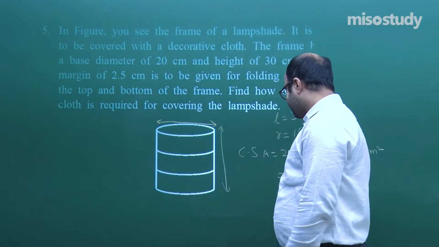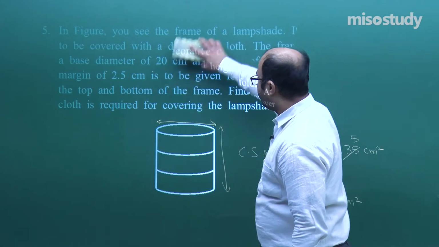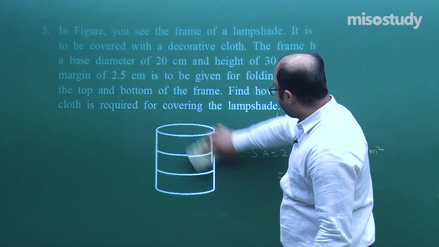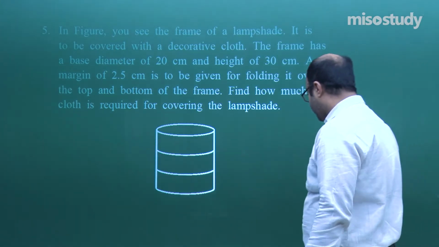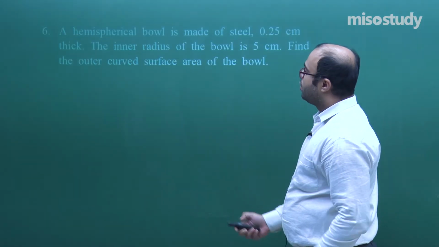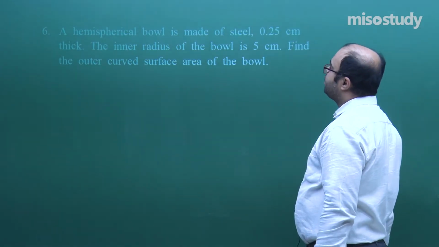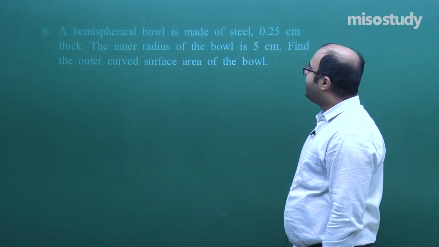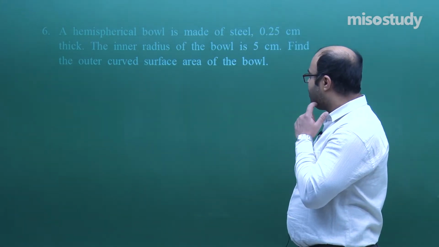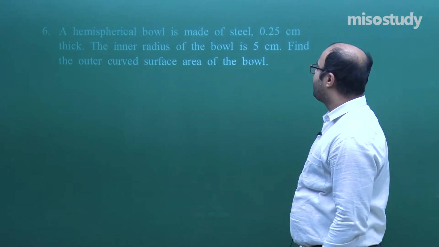Okay, students. Now let us come to the next question, which is again of 4 marks. So this was the 5th question. We are coming to the 6th question. A hemispherical bowl is made of steel 0.25 centimeter thick. The inner radius of the bowl is 5 centimeter. Find the outer curved surface area of the bowl.